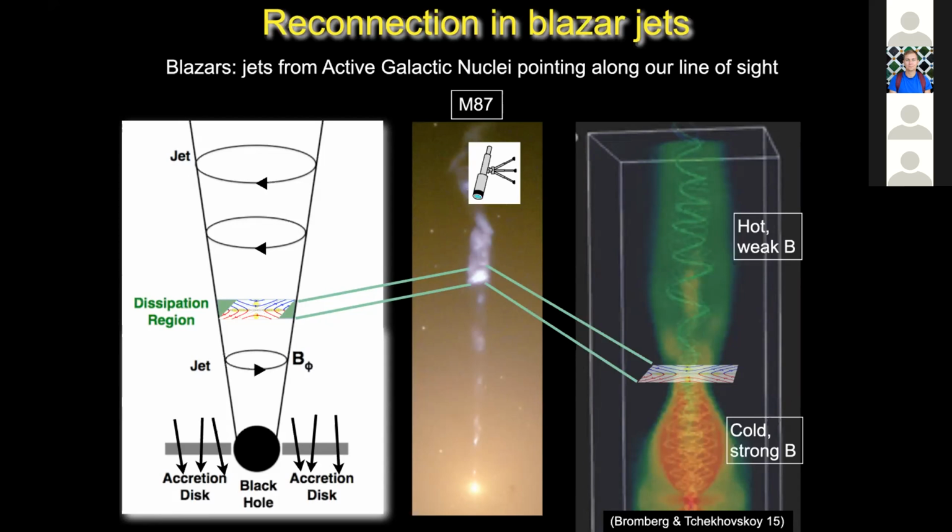Now we have a global picture of where and why reconnection may be happening in blazar jets. And now let's understand a little bit more the prospects of reconnection in producing high energy particles and resulting emission.